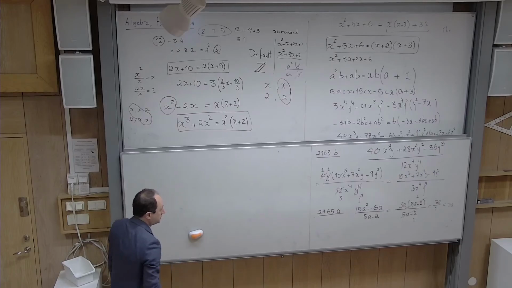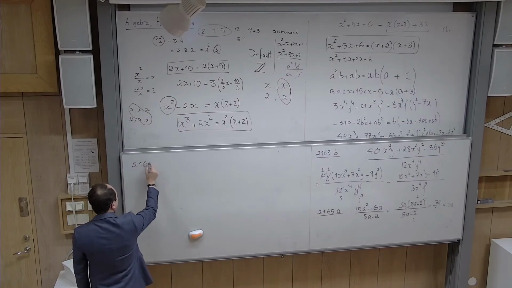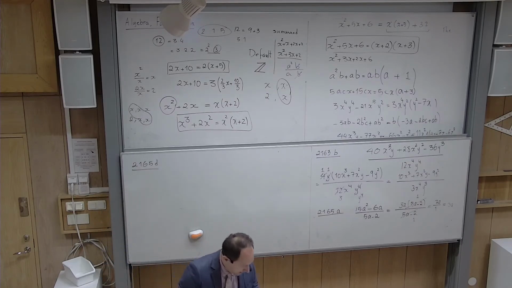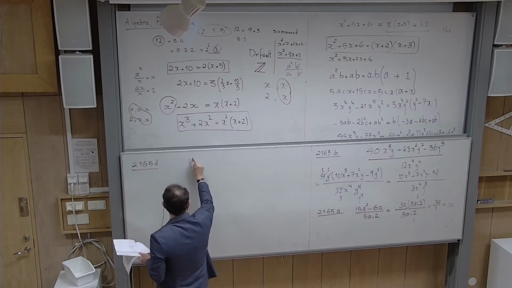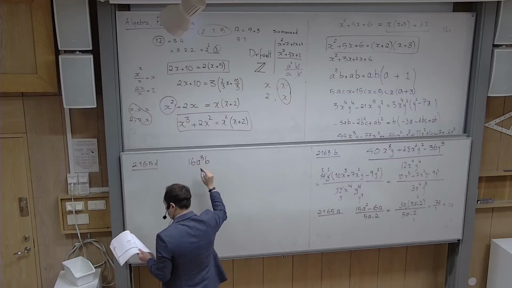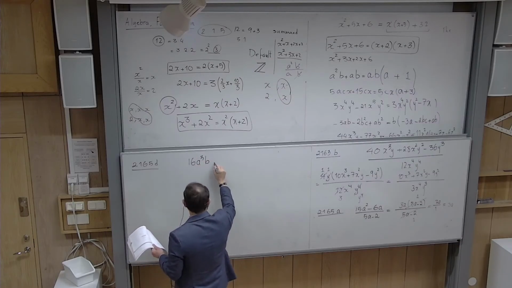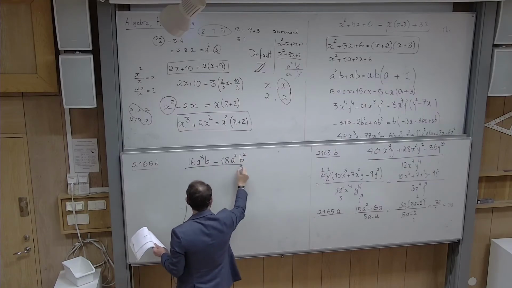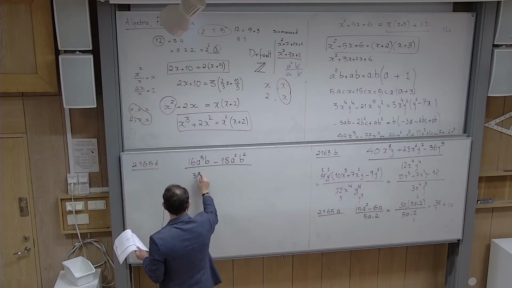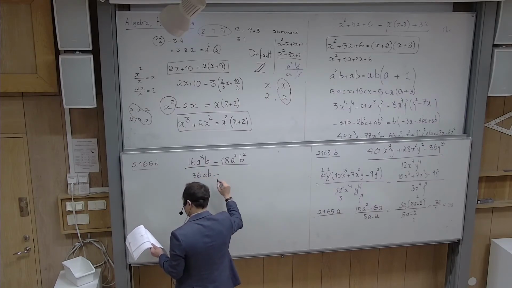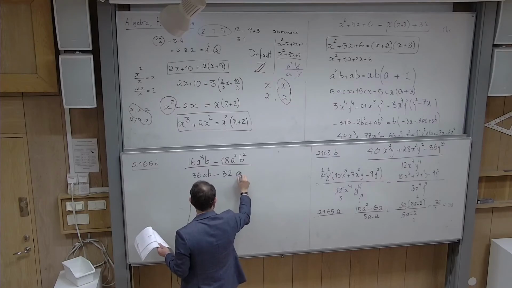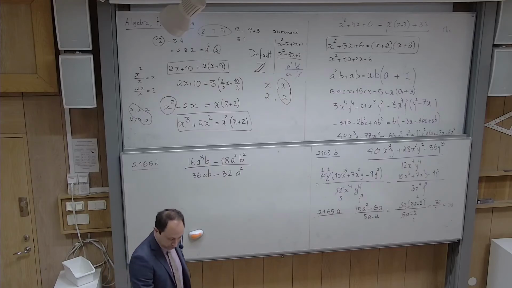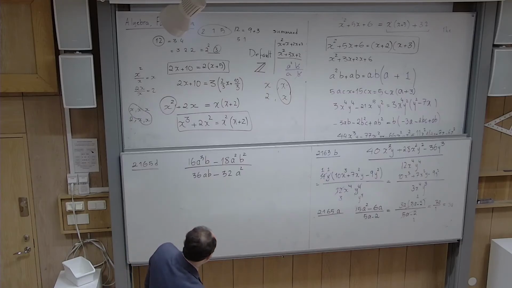Okay, so 2165, part D. So I want you to see this. I have 16a cubed b minus 18a squared b squared divided by, I have 36ab minus 32a squared. So we want to simplify this as much as we can.